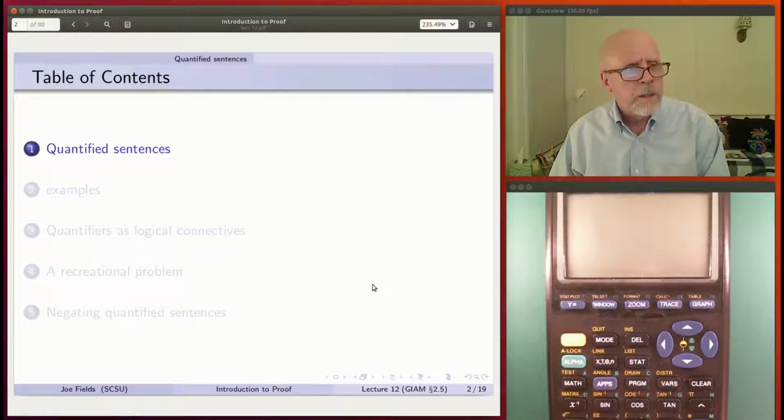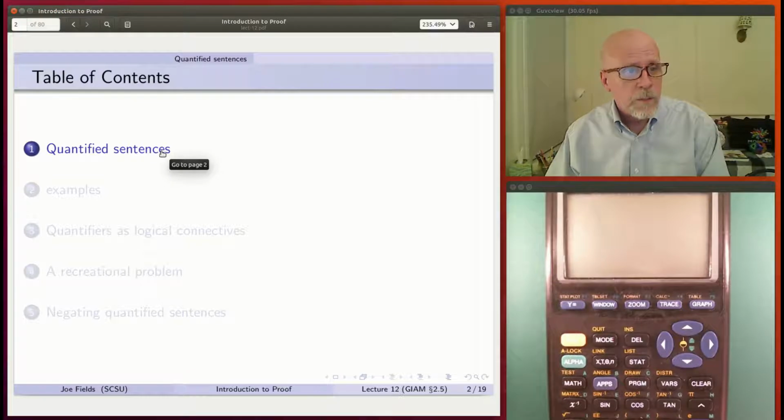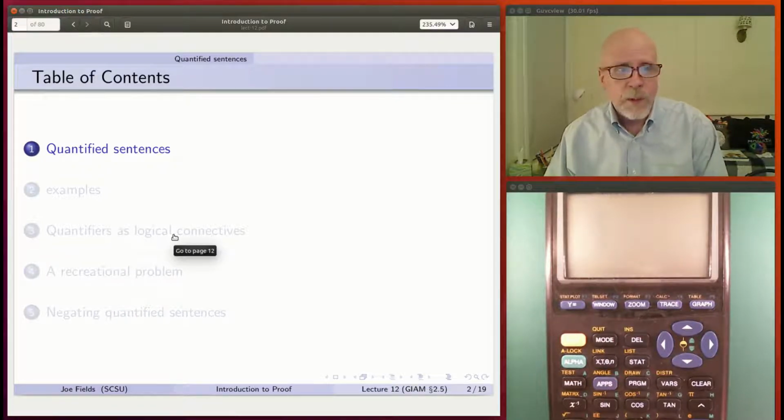Here's the layout of today's presentation. It looks like there's a lot of stuff, but each of these sections is brief. We're going to remind you what quantified sentences are about. This whole section is actually about quantified sentences and how to work with them better. We'll show some examples. Then we'll see that quantifiers can be thought of in a way that lets you use some of the rules of algebra we've just finished learning to help you with them.